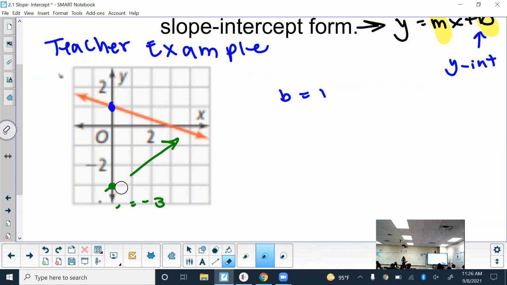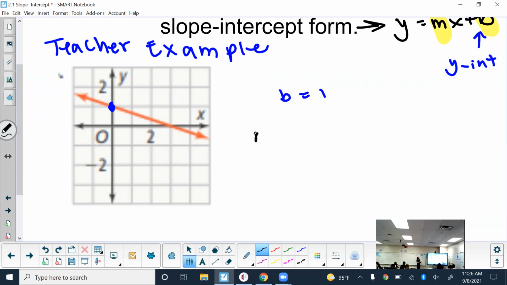All right, but we found the B. Now we need to find the M, which is for slope. Since we're using a graph, which formula do you want to use for the slope? I would agree that rise over run is probably the best one.